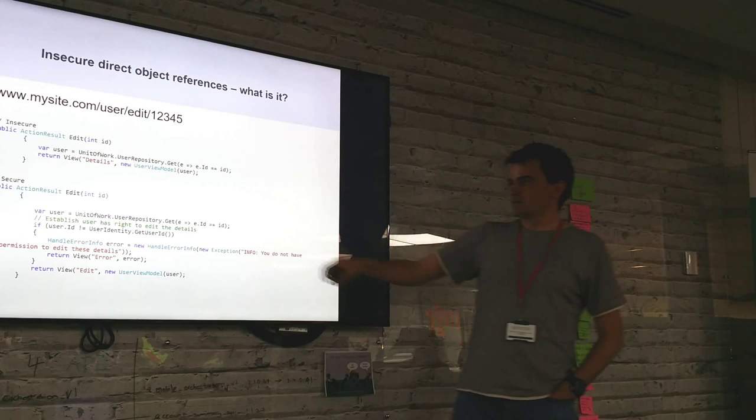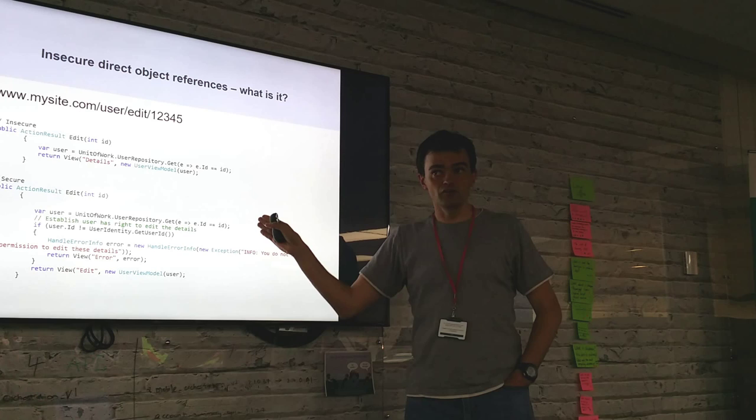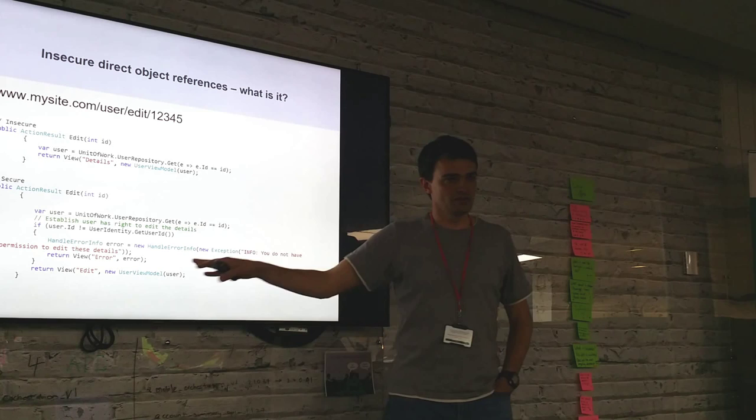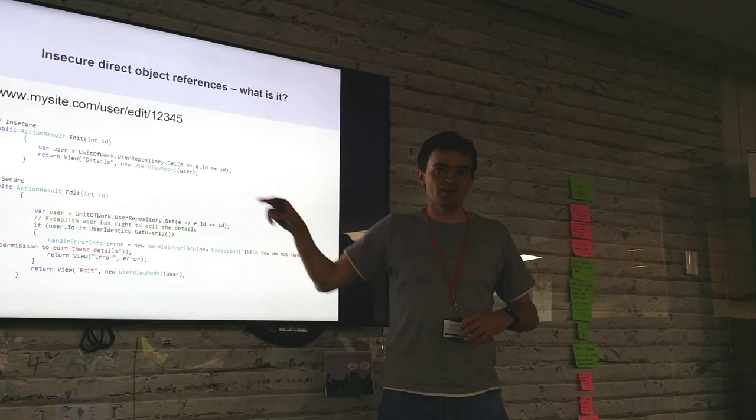So, if user is not the user, get user ID. I'm getting the user that I'm providing via the ID and then checking that I'm actually that user, and you can add on the end there, or admin. If I'm not, then provide an error back. Otherwise, just provide the user details. Is that clear? So this is the direct object reference, and it's insecure because I'm not checking that the user should have access to it.